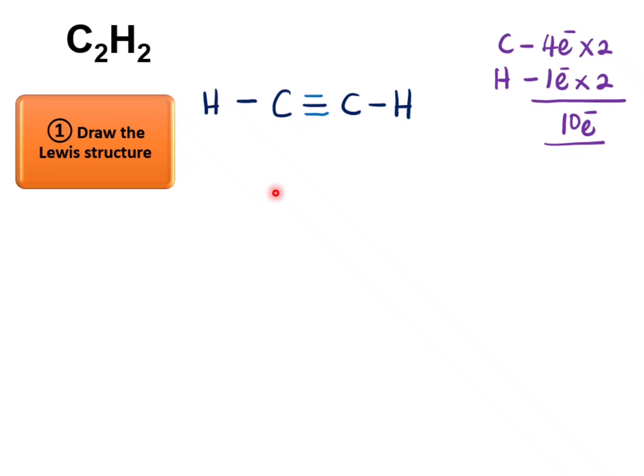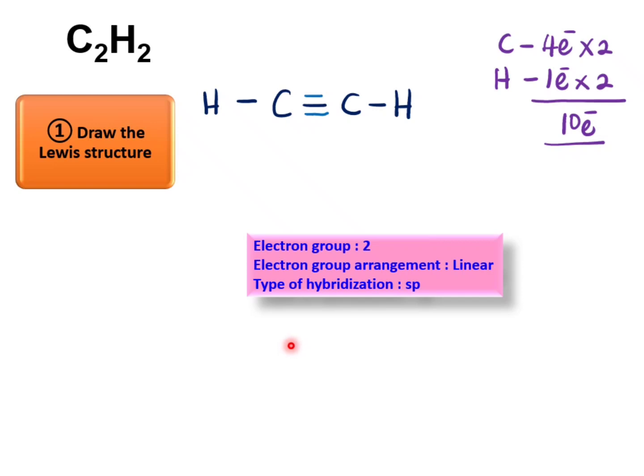Okay, so dekat sini saya tak tunjuk pengiraan formal charge. Okay, next we are going to predict the electron group for the central atom.